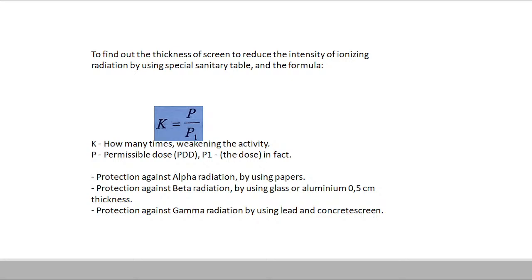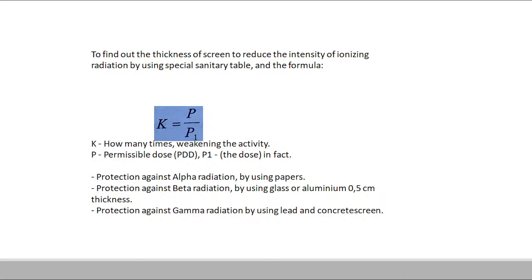To find out the thickness of screen, to reduce the intensity of ionizing radiation, by using special sanitary table, enter the formula. K is how many times weakening the activity, P is the permissible dose, and P1 the dose in fact. We divide the permissible dose by the dose in fact, and it equals how many times weakening the activity.